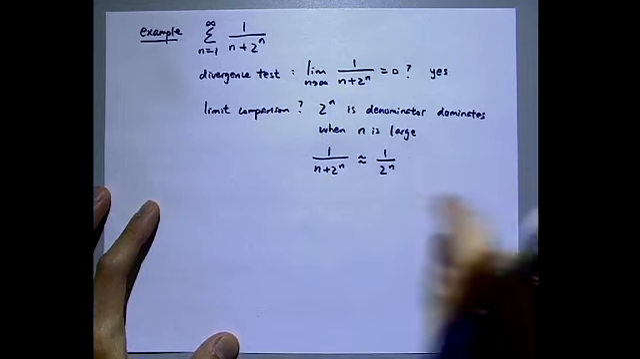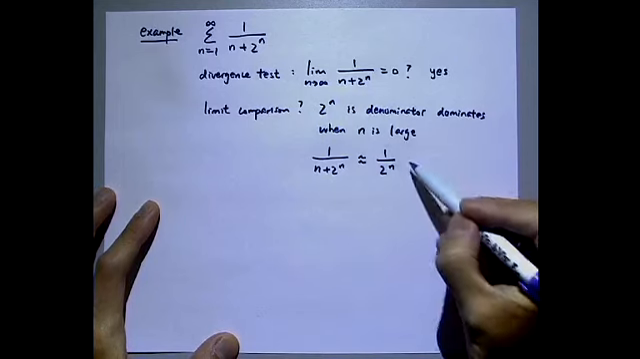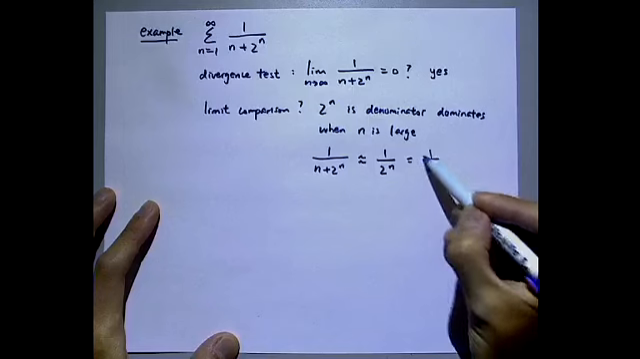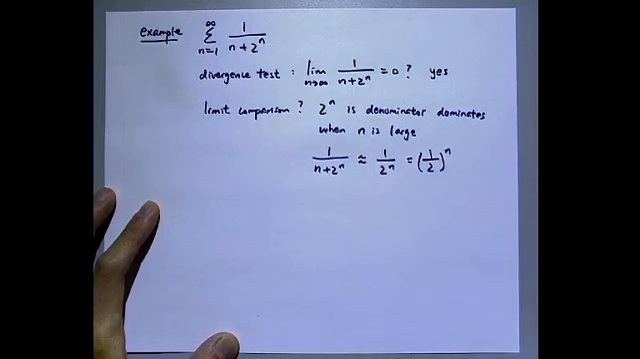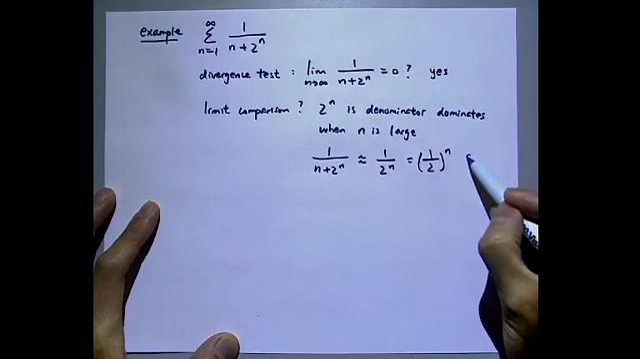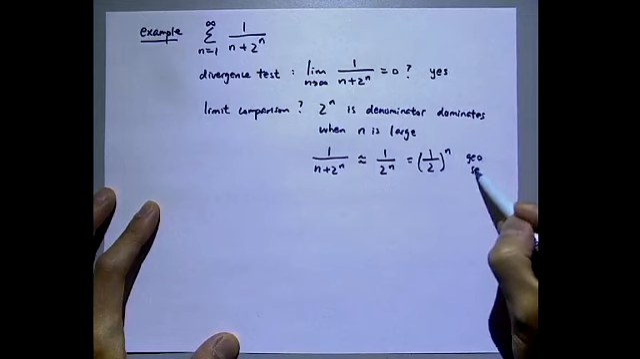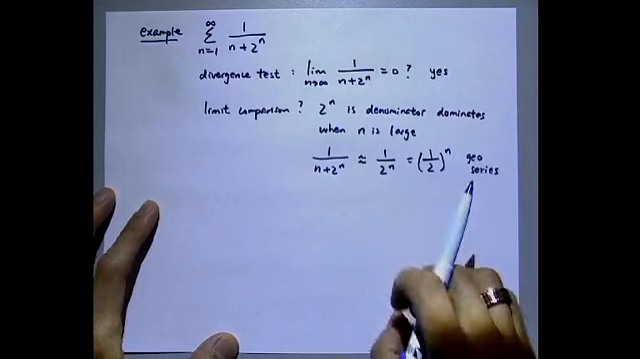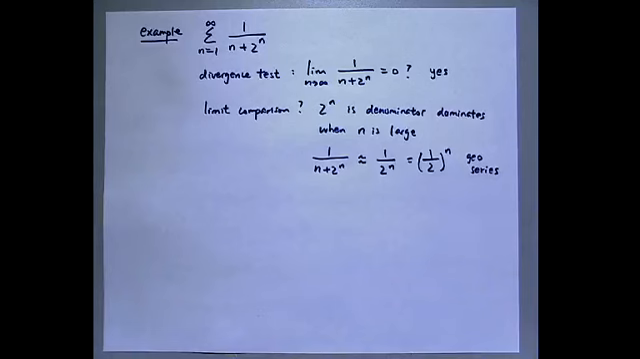Okay, so now we see this, and why is that good? Because this is 1 over 2 to the n, and that's a geometric series. So now you have two choices. You can do a limit comparison or a direct comparison. Both of these should be enough to give you the conclusion.